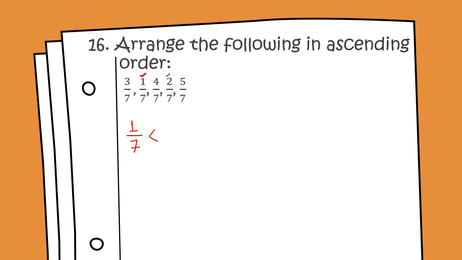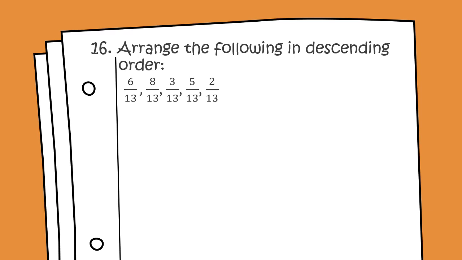After that, we have 2 by 7. Then next is 3 by 7. Then next 4 by 7. And then the greatest one is 5 by 7. So now we have arranged these fractions in ascending order. In the next question, we have to arrange in descending order now. So descending order, we will write from greatest to the smallest one.